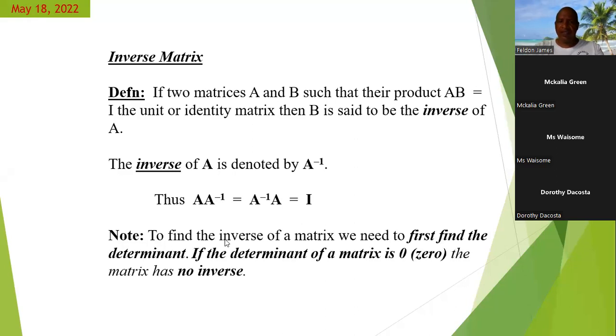Note, to find the inverse of a matrix, we need to first find the determinant. And as the name suggests, the determinant determines whether or not your matrix has an inverse. So if the determinant of a matrix is 0, then the matrix has no inverse.